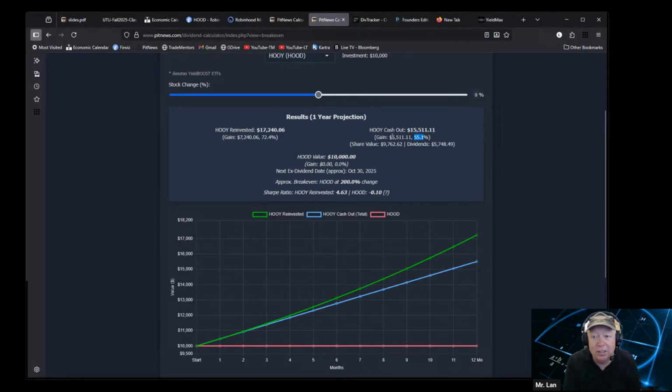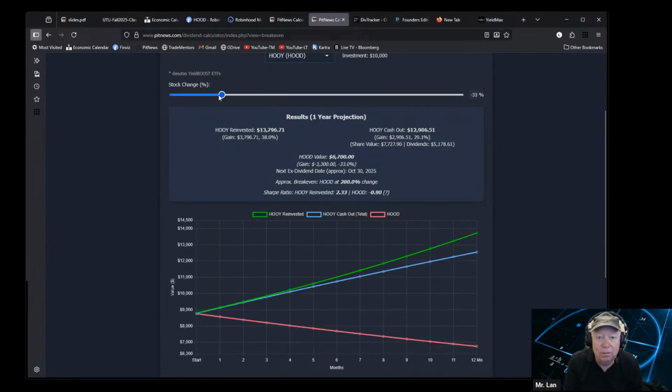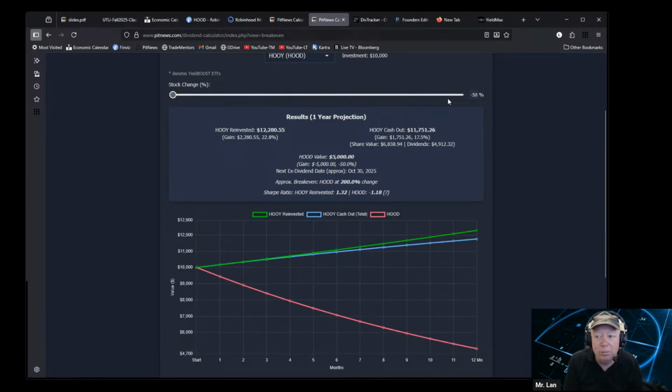If you had to pay some out, let's say we were going to go the other direction. Let's say that the market goes down. All right, so let's say Robinhood lost 50% of its value. You put in 5,000 and you lost $5,000 because you hung on to it and it went down for the whole year. Well, if you owned HOOY, you still made $2,280. You still made a 22% return on your money, and HOOD went down 50%, lost half its value, and you still made money.